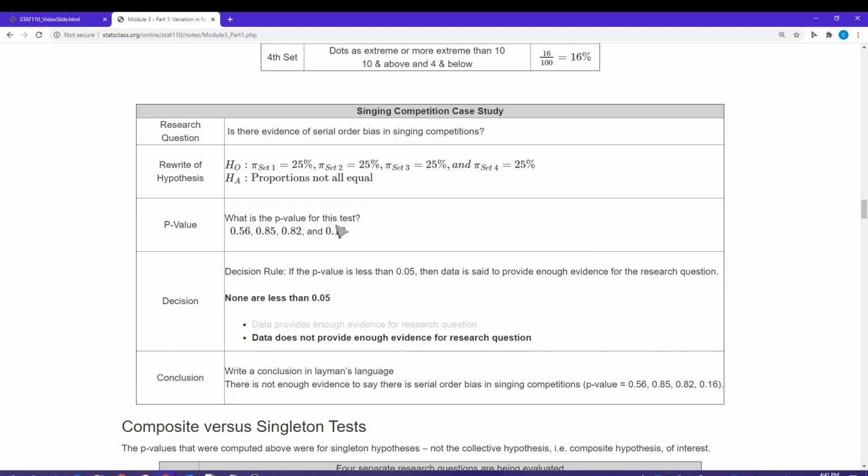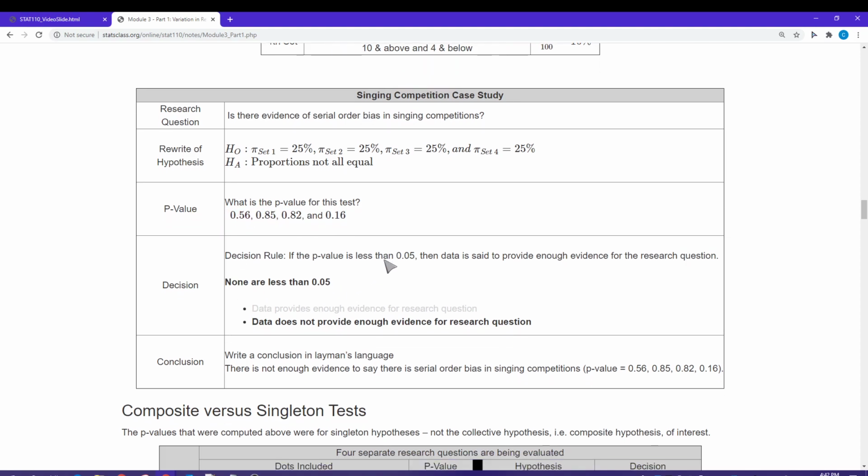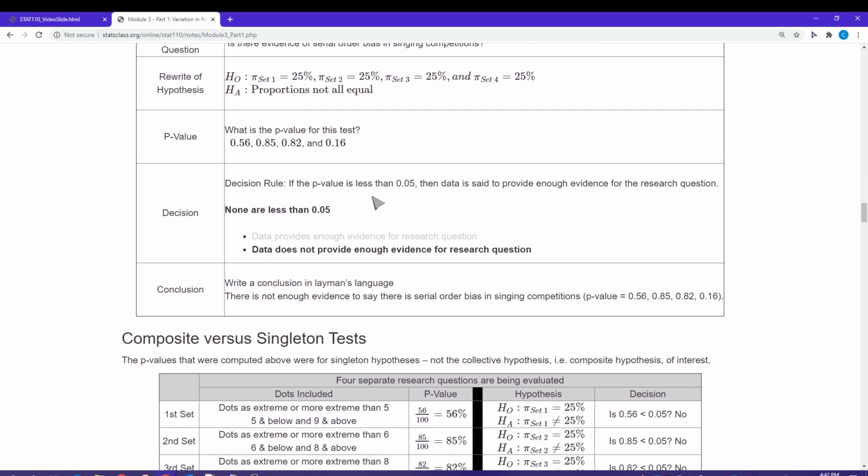Let's go ahead and try to finish up our analysis here. So the question was, is there evidence of serial order bias in singing competitions? I actually have 4 p-values here, which, we're going to see in a minute, is going to be a problem. My decision rule is if the p-values are less than 0.05, then the data is said to provide enough evidence for the research question. Well, here, none of them are less than 0.05.